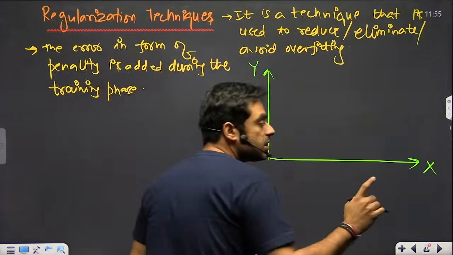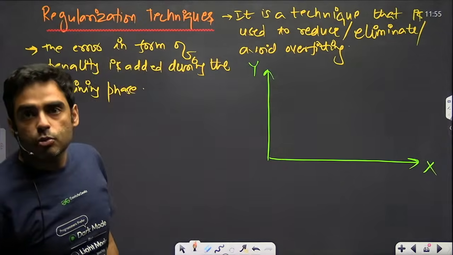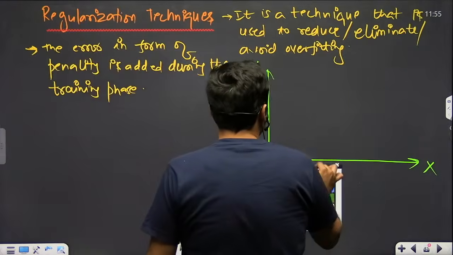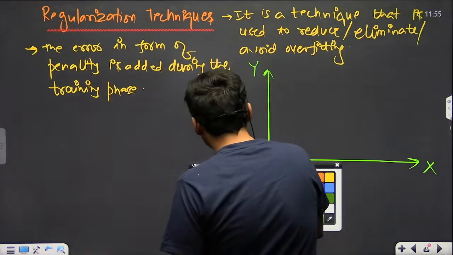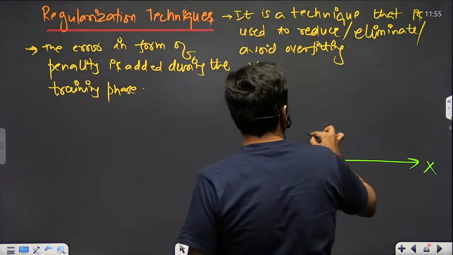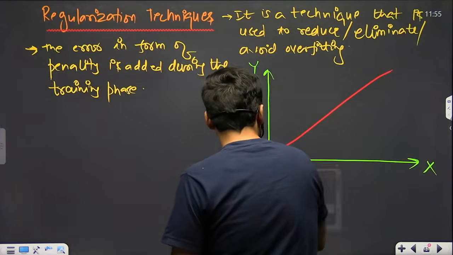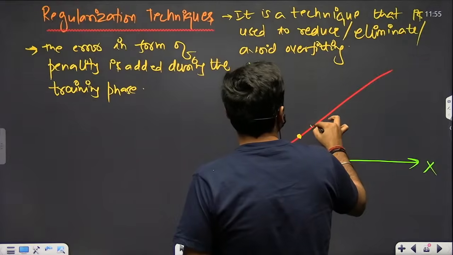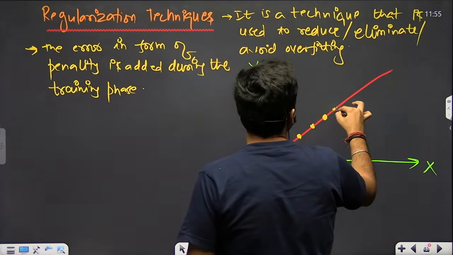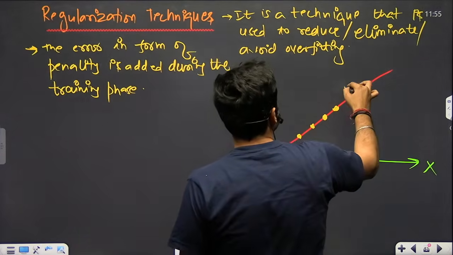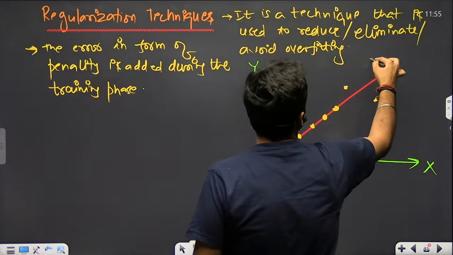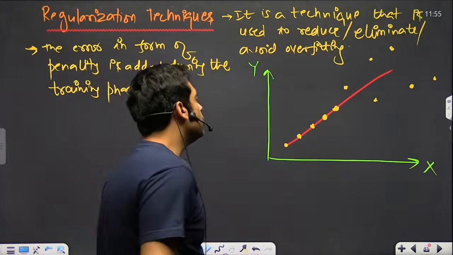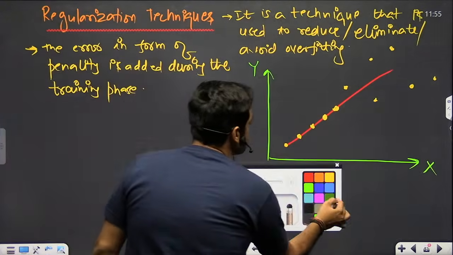Now I would just draw an overfitted model for you. So for an overfitted model, for example, during the training phase, the model had a perfect fit, and in the testing phase, a lot of errors were visible.